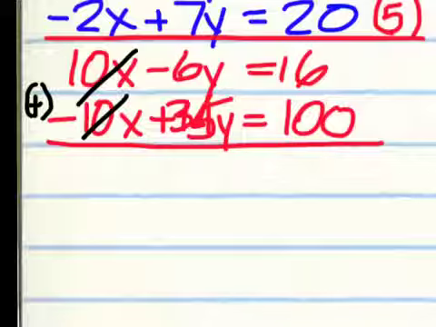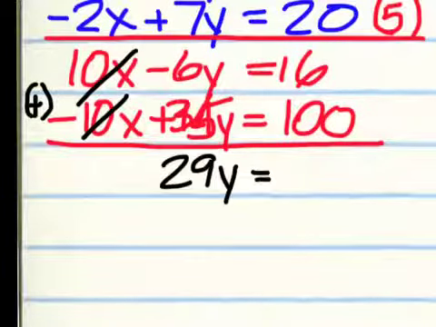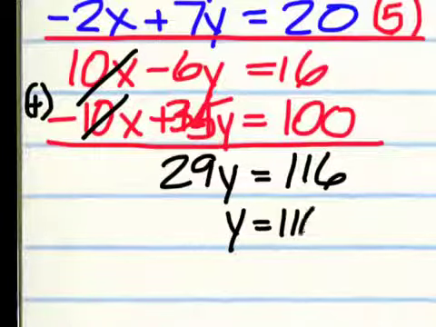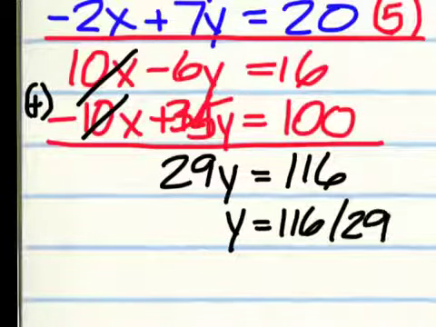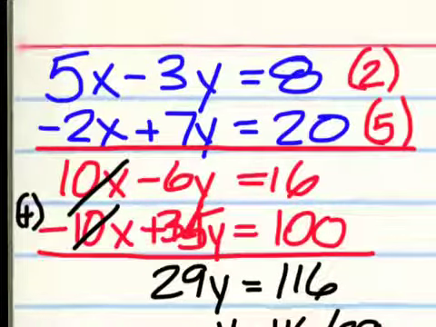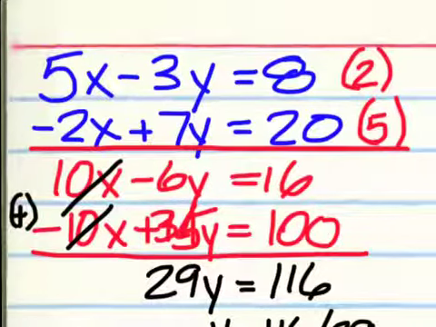Negative 6y plus 35y. And what about 16 plus 100? Okay, so divide 116 by 29, and what do we come up with? Alright, 4. Which one of the top two equations would you want to plug it into? First one, so we'll be plugging in a 4.